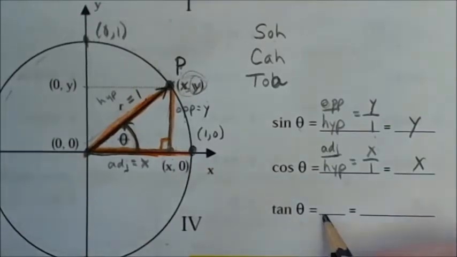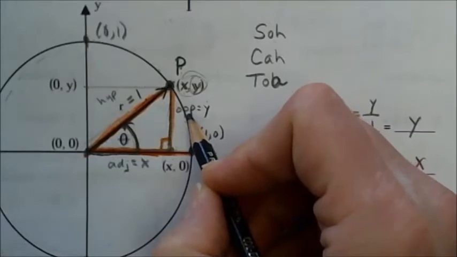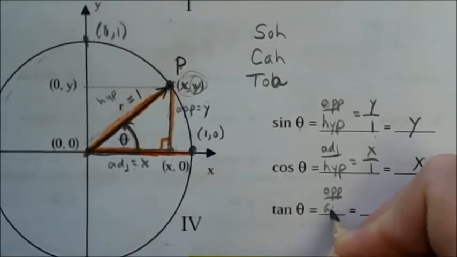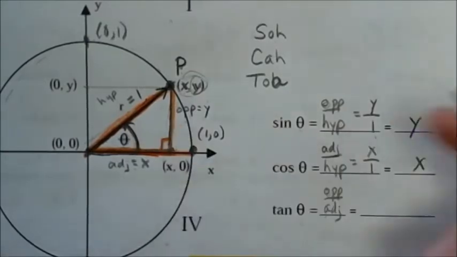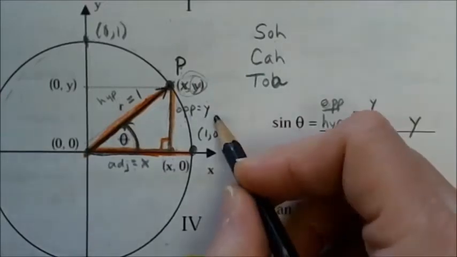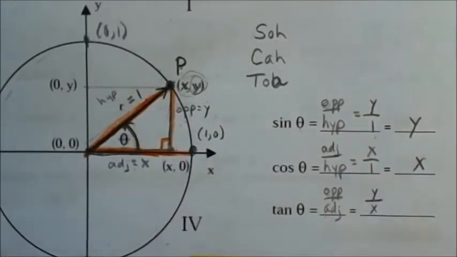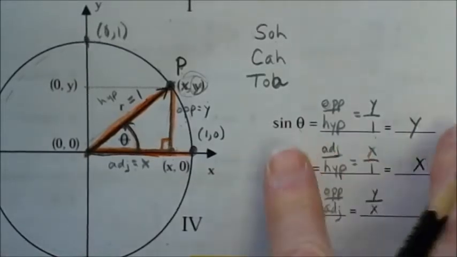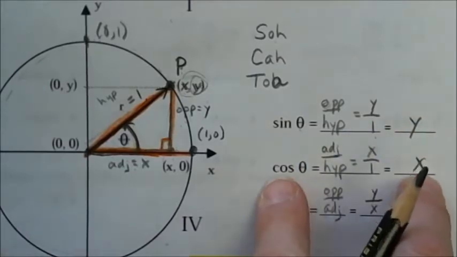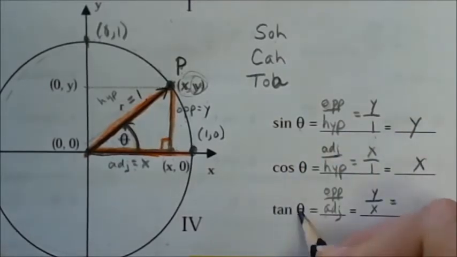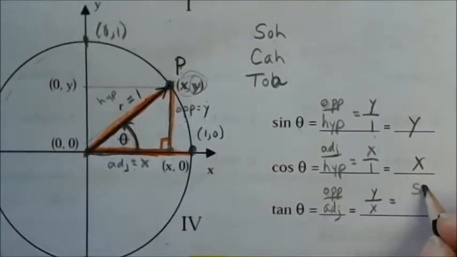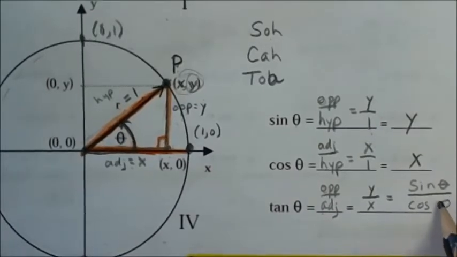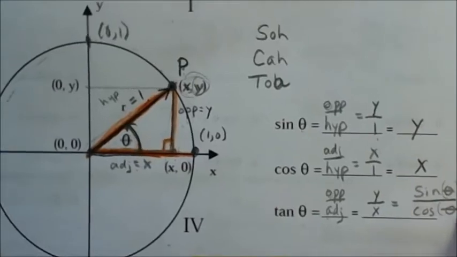And now let's talk about the tangent. Tangent is opposite over adjacent. Well, the opposite side is y. The adjacent side is x. And what is y over x? Well, y is the sine of theta. They're equal to each other. X is the cosine of theta. And y over x, the tangent of any angle, is the sine of that angle, theta, divided by the cosine of that angle, theta. Sometimes I like to put parentheses around the sine and cosine.